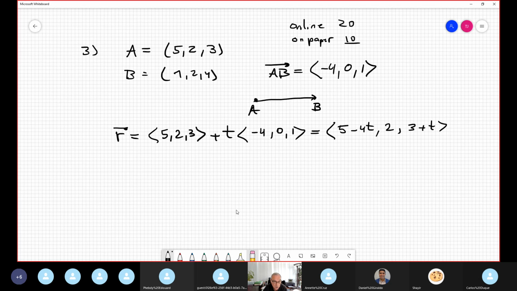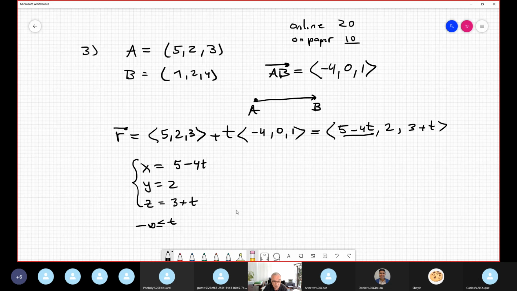And the parametric equation for this is x equals 5 minus 4t, my first equation. y is just 2 because we have no t. Sometimes that happens, sometimes no. And z is 3 plus t. Okay, this is a parametric equation. By the way, t varies from negative infinity to positive infinity because it's a line, infinite in both directions.